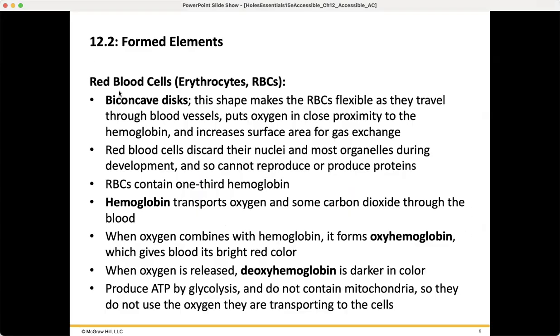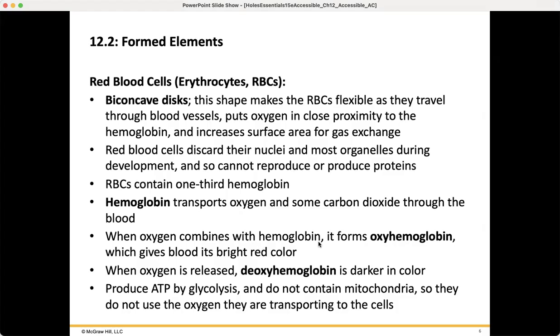Their structure is these biconcave discs. They look like SpaghettiOs almost, okay, except there's no hole in the middle. And that provides surface area for gases to attach. Those gases attach to the red blood cells through a protein called hemoglobin. And really, when we talk about red blood cells and what they're made of, oftentimes red blood cells are referred to as bags of hemoglobin. There is a large amount of hemoglobin on these red blood cells, allowing oxygen and carbon dioxide to attach.